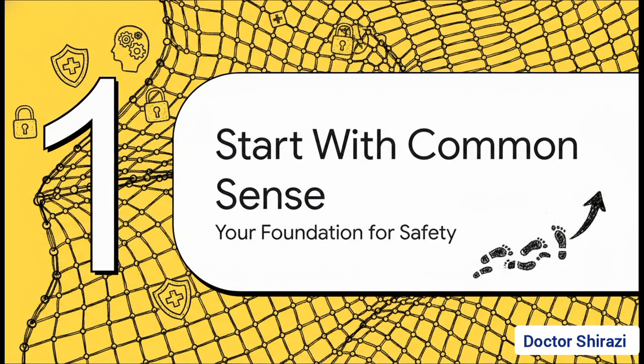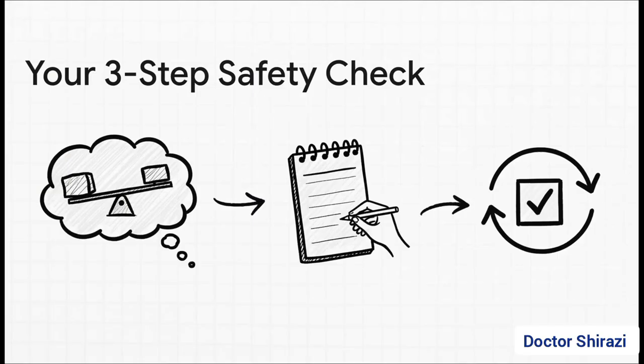I want you to think of this part as your safety net. These are the things you do before you get to the math, just to make sure you're pointed in the right direction from the get-go. Here it is, your three-step safety check.